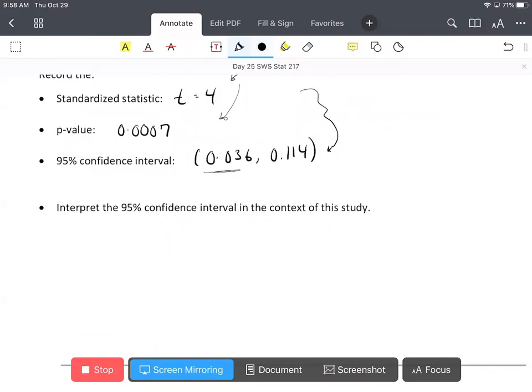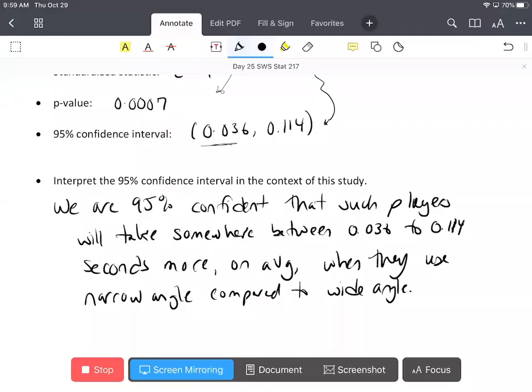So interpret the 95% confidence interval in the context of this study. Pause and give it a shot. Hopefully this is roughly where you came out. We are 95% confident that such players will take somewhere between 0.036 and 0.114 seconds more on average when they use the narrow arrow angle compared to the wide angle. Why do we have to say such players? Because these are professional, very serious athletes. It would be very different from throwing me into the mix in terms of running.